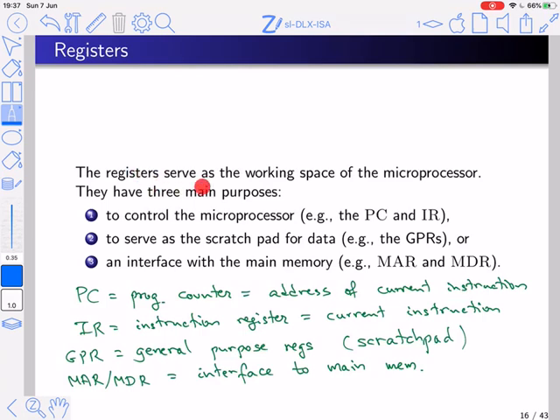Now we have registers that serve as the working space of the microprocessors. We have three main types. We have the PC and the IR that we spoke about, the program counter and the instruction register. We have the MAR and the MDR that we also spoke about. These are the interface with the main memory for the purpose of data. And on top of that, we have the GPR. The GPR is the general purpose registers. These are the scratch pad of the microprocessor.